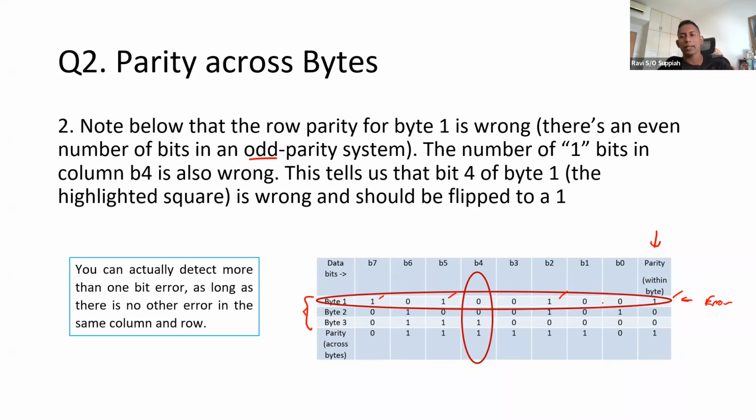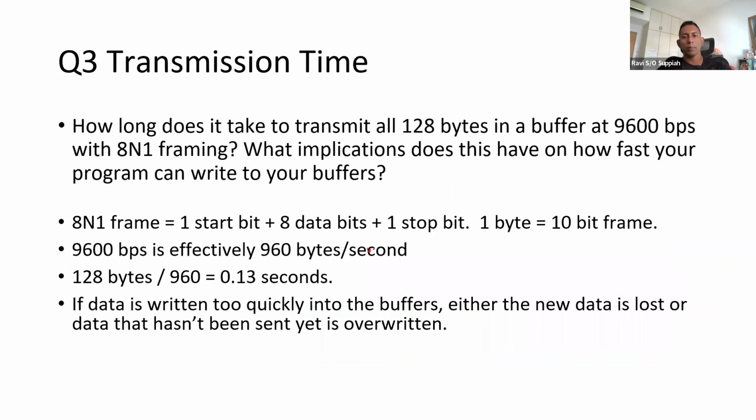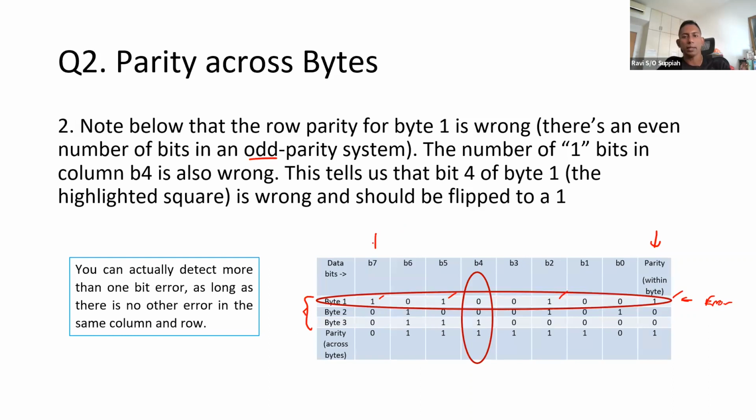So if I don't know where the error is, that is where the second level of check comes in, which is the computing of the parity across the bytes. Now for each of the bits, I compute the parity across them. When I compute, you will see that here I have only 1, here is 3, so all is odd. But here is the only one where I have 2, so it's even.